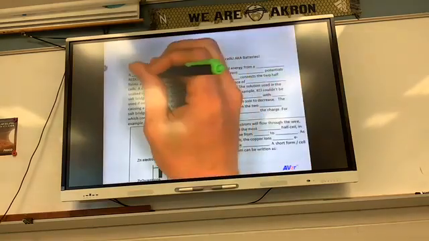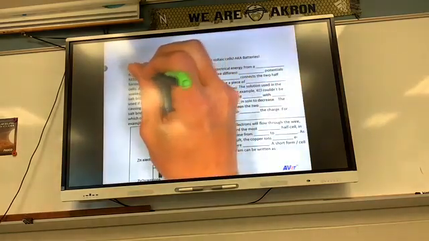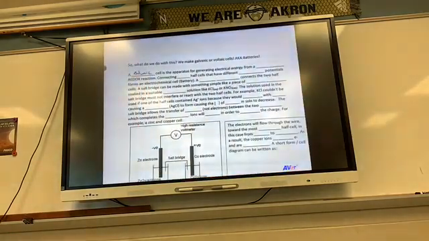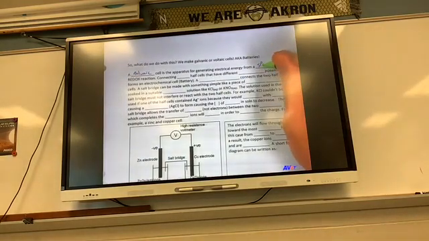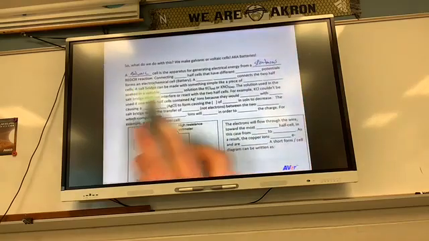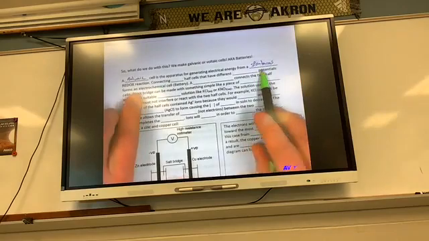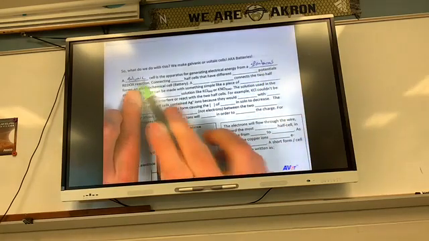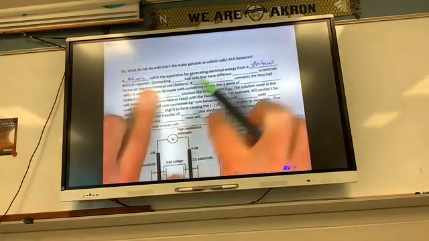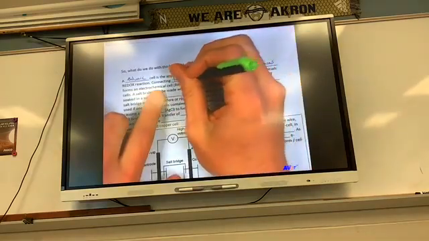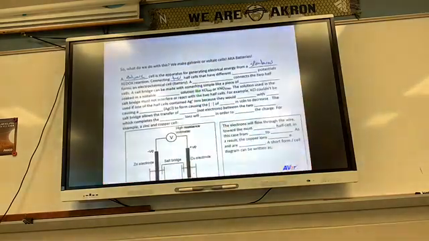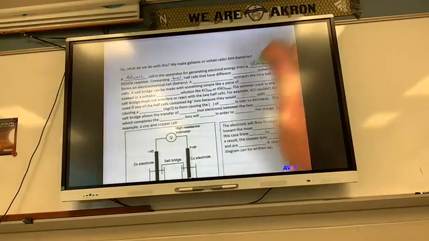So a galvanic cell is the apparatus for generating electrical chemical energy from a spontaneous redox reaction. Notice that it said spontaneous for galvanic. Okay, that's important for galvanic. Connecting two half cells that have different electrode potentials.